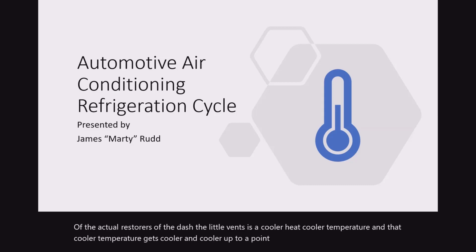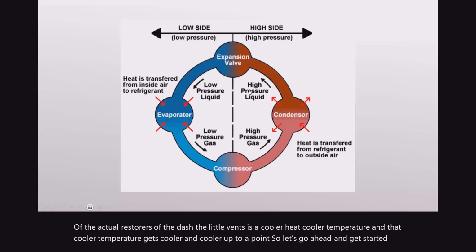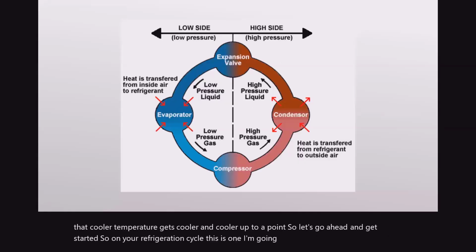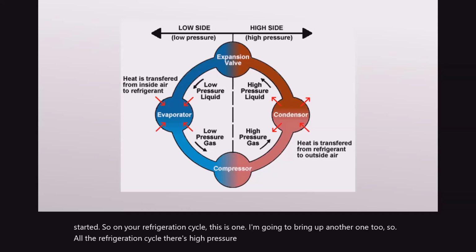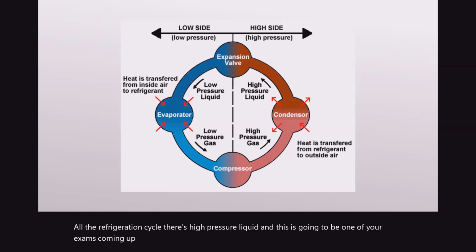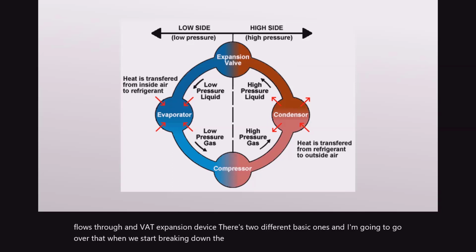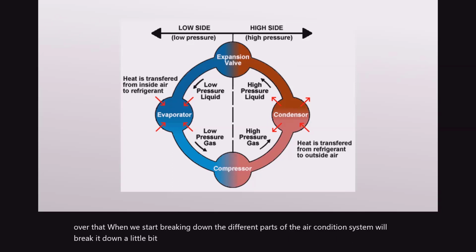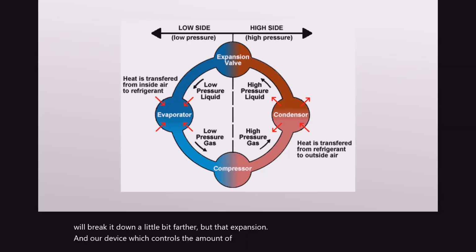So let's go ahead and get started. On the refrigeration cycle, there's high pressure liquid, and this is going to be on one of your exams coming up pretty soon. High pressure liquid refrigerant flows through an expansion device. There are two basic types, and we'll break them down farther when we go over the different parts of the air conditioning system. The expansion device controls the amount of refrigerant allowed to pass through.